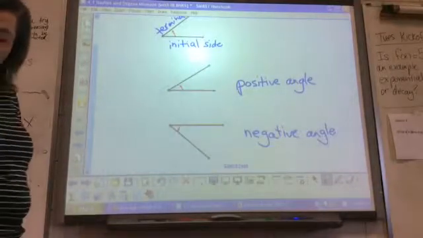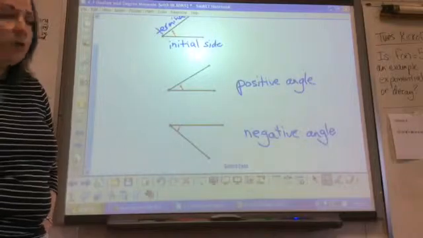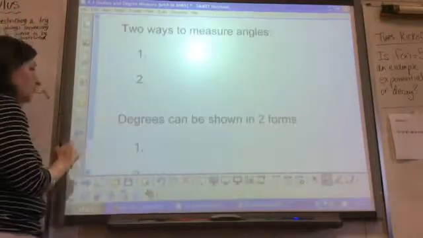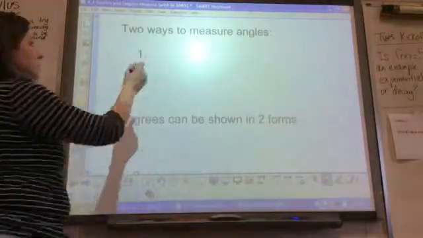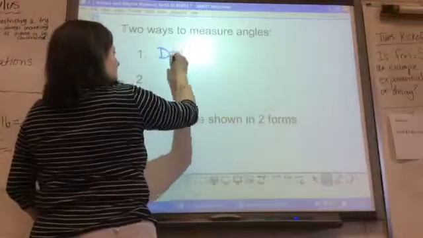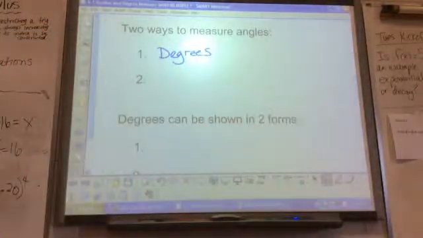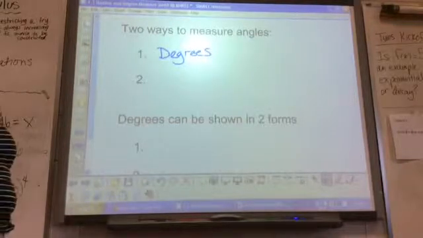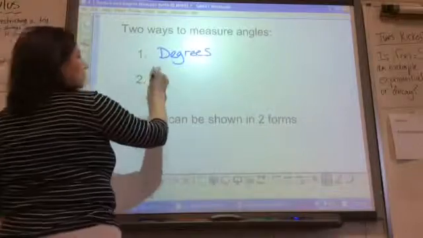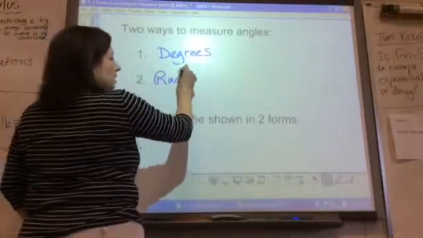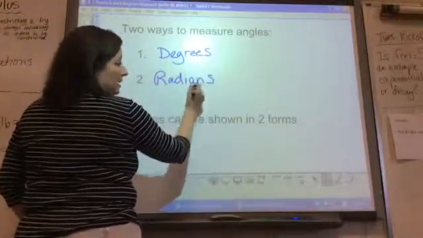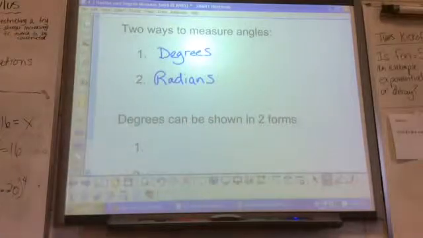So there's two ways that we can measure these angles. One way you're very familiar with is degrees. That's what you've always done when you've talked about angles. You measure it in degrees. So y'all are more familiar with that one. This one you're not familiar with. It's called radians. Not radius, radians there on the end. Radians is just another unit.